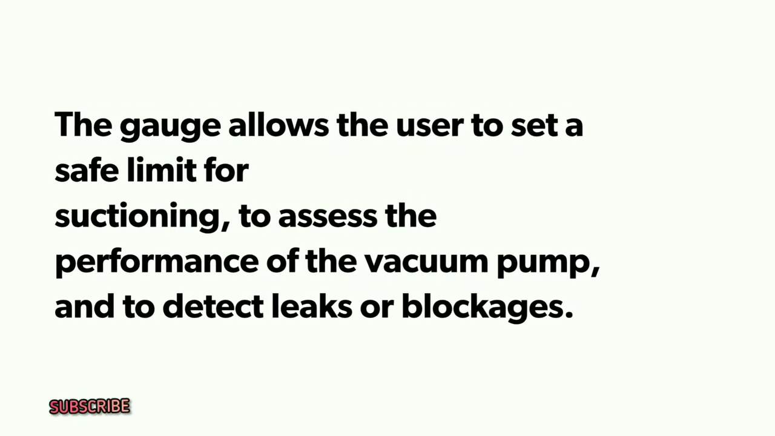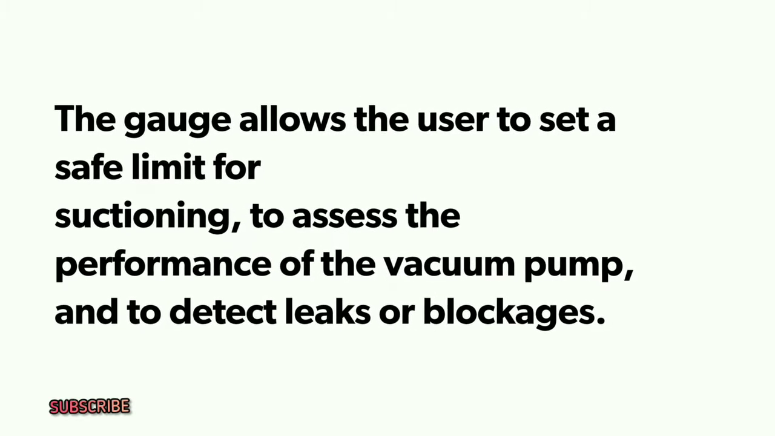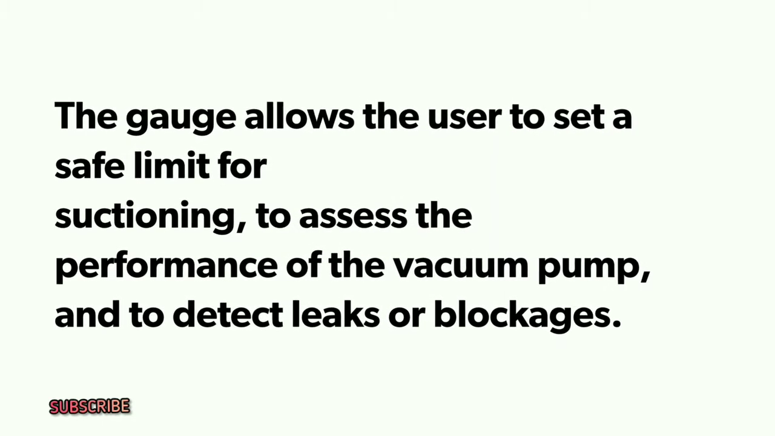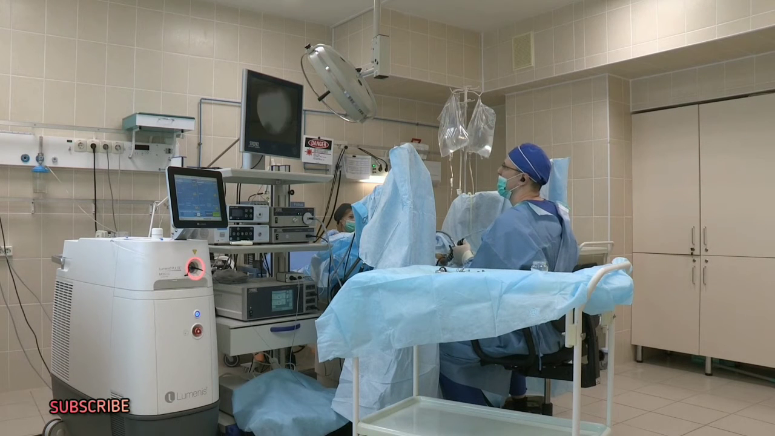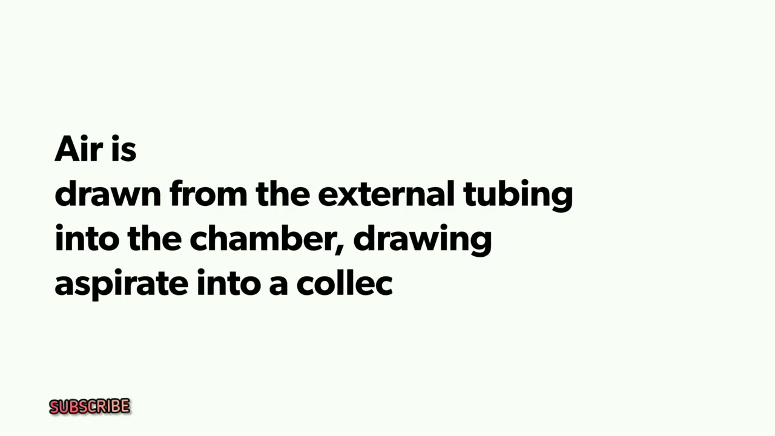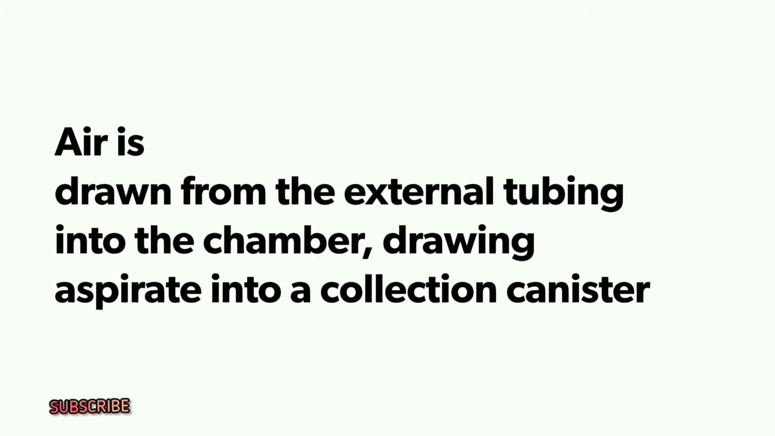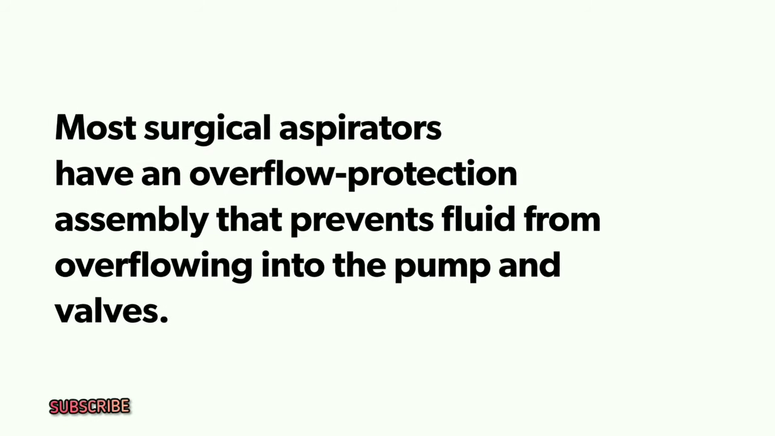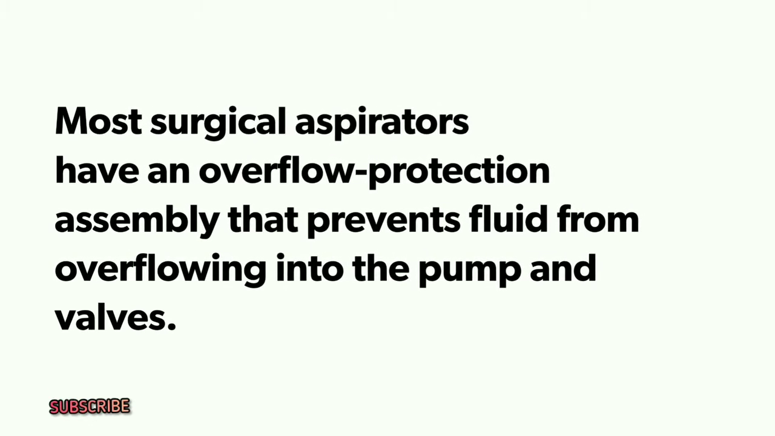The gauge allows the user to set a safe limit for suctioning, to assess the performance of the vacuum pump, and to detect leaks or blockages. Units are either portable or mounted on a stand or a cart for mobility. Working of an aspirator is quite simple. Air is drawn from the external tubing into the chamber, drawing aspirate into a collection canister. Most surgical aspirators have an overflow protection assembly that prevents fluid from overflowing into the pump and valves. So guys, that's it. This is how an aspirator works.